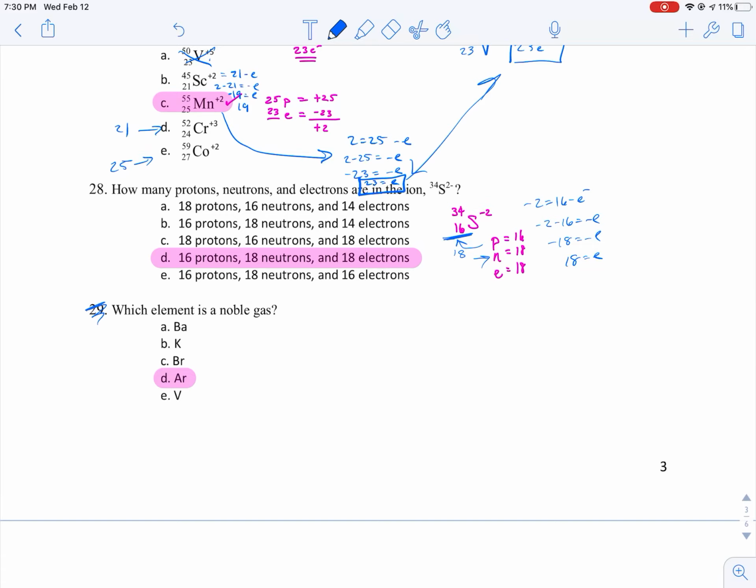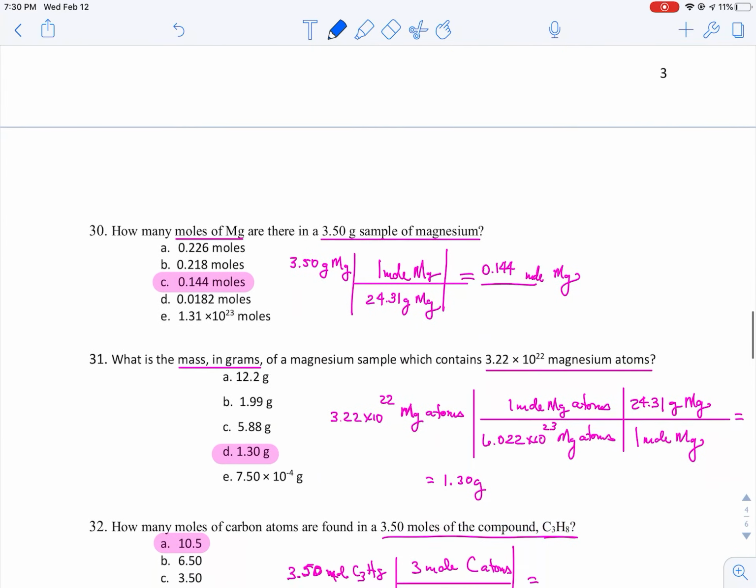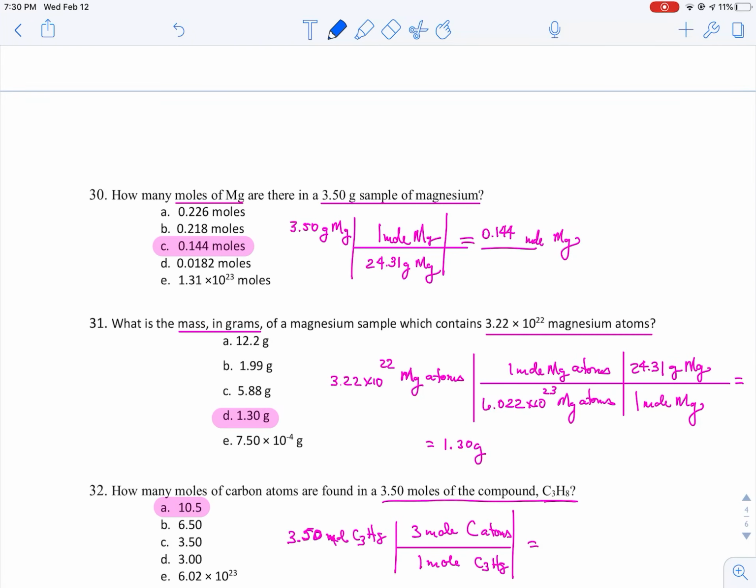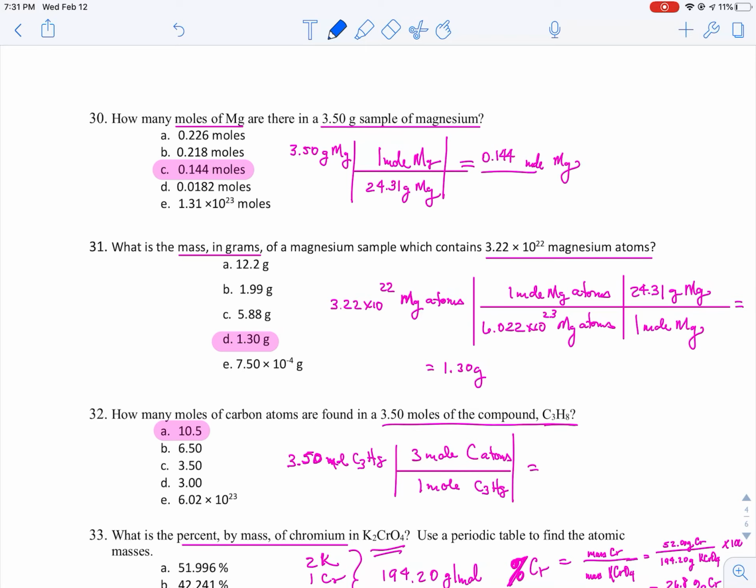Which one is a noble gas? Okay, this is also not going to be on the chart, the test. That's on your next test. These questions right here are just more of those conversion kind of questions. I'm expecting that everyone's probably pretty good at them right now, and they're all completely spelled out for you.